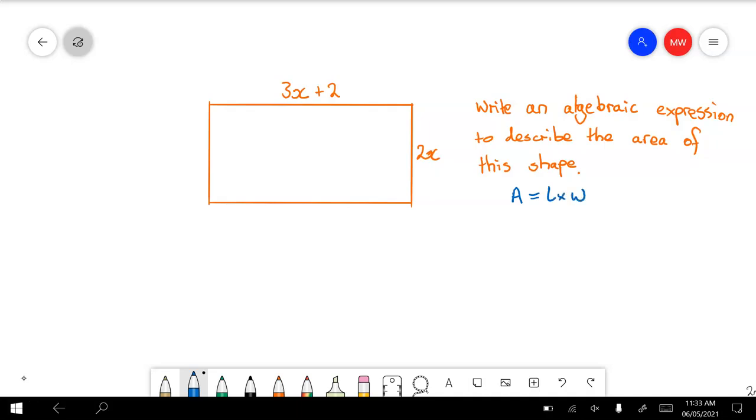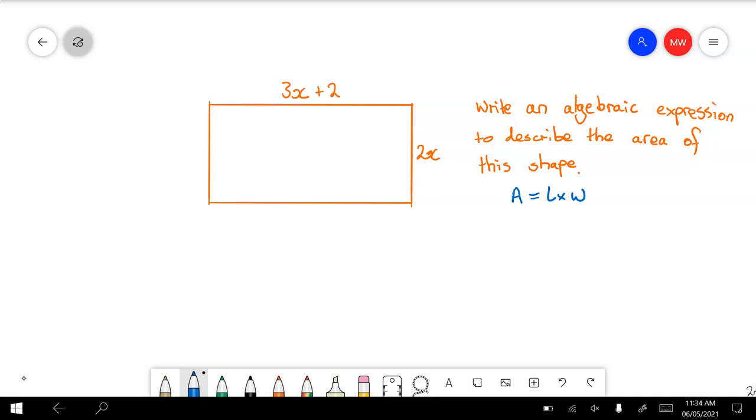Just be careful, we're being asked for an expression, okay, which means there's no equal signs when we write it, technically. And it's going to be algebraic, which means there's not really a definitive answer for this in terms of numbers. You're effectively writing a rule, okay?